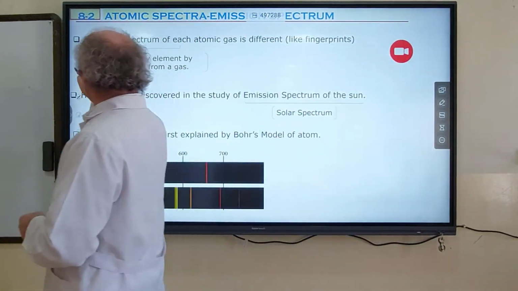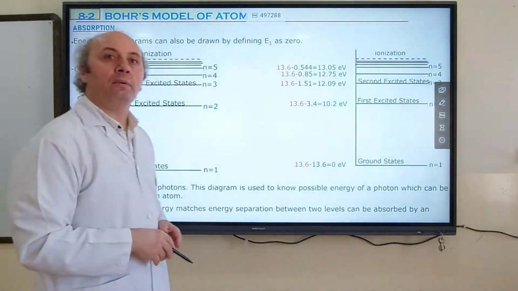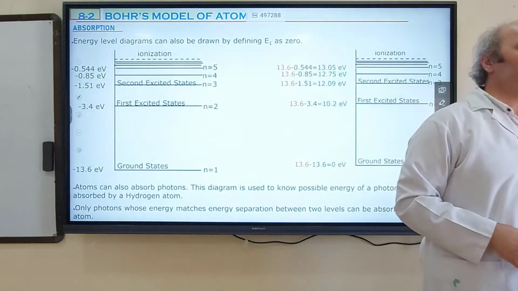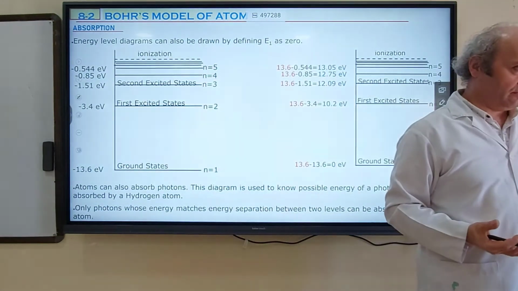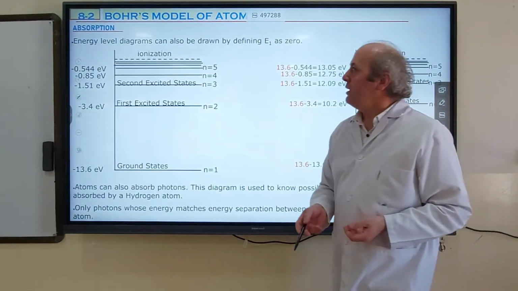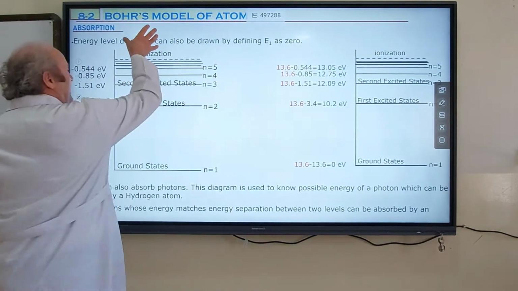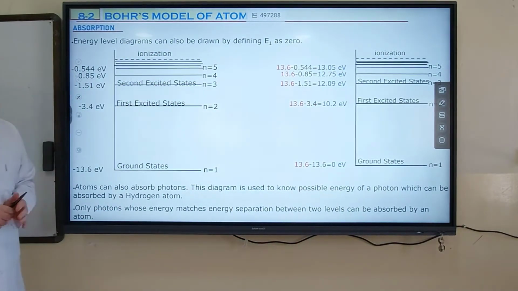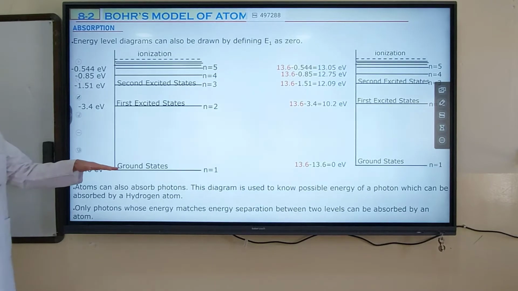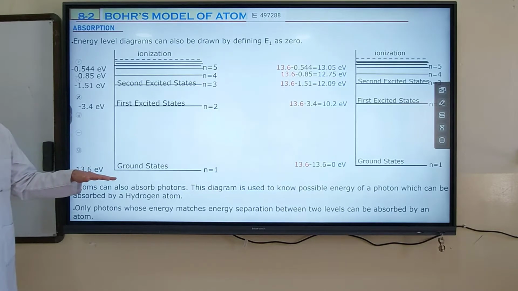But there is one more spectrum we are going to study, which is called absorption spectrum. But first we are going to talk about what absorption means. Absorption. This is the atomic energy levels of the hydrogen atom. The lowest energy level is called the ground state, remember?